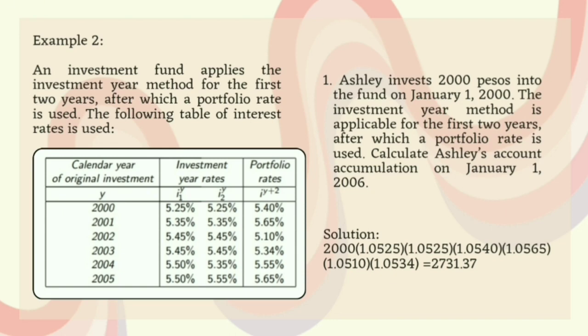So 1.0540 and then the 2003 and 2004 is 5.65%. So that becomes 1.0565. Then your 2005 is 5.10%, so 1.0510, and the next is 1.0534. So equivalent to 2,731.37, which is the accumulation on January 1st, 2006 of Ashley.